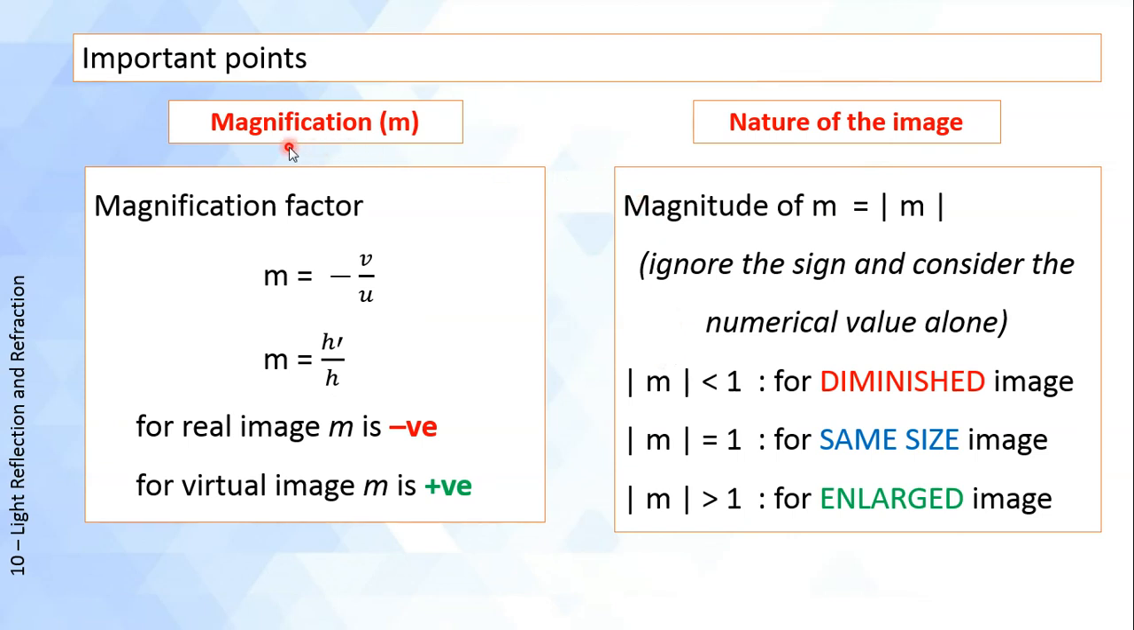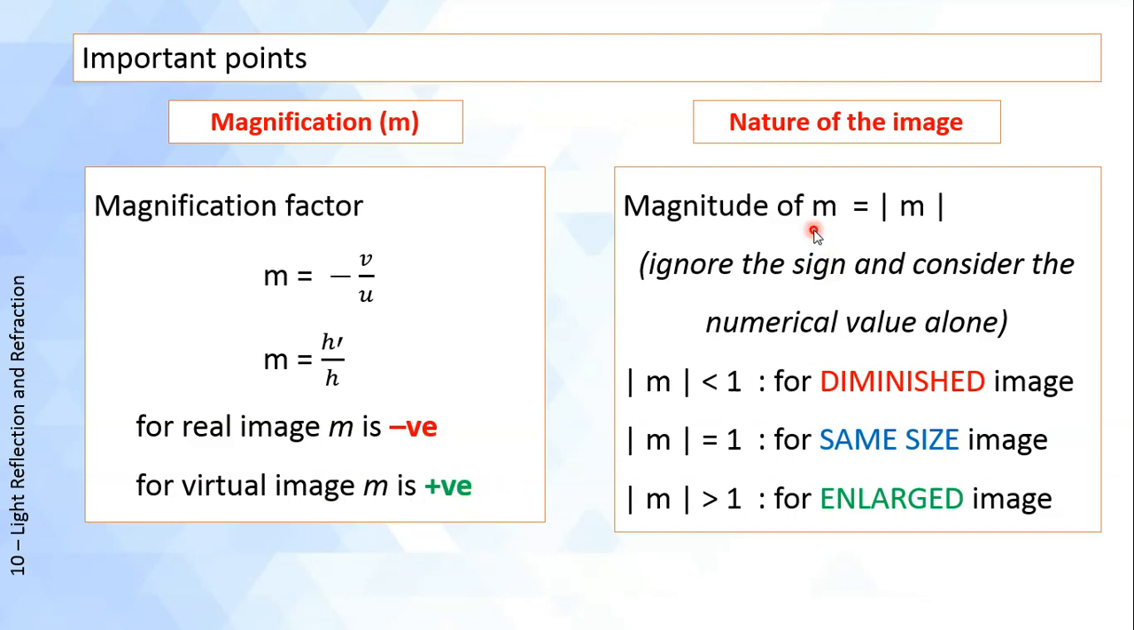Now come to the formula of magnification factor. m = -v/u, and another formula is m = h'/h. For real image, m is negative. For virtual image, m is positive.